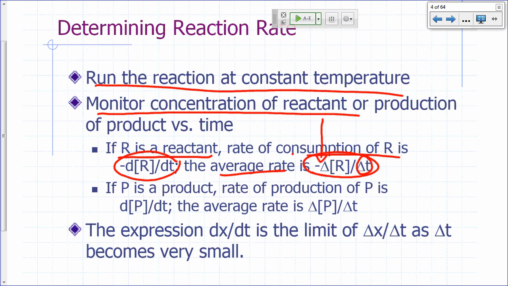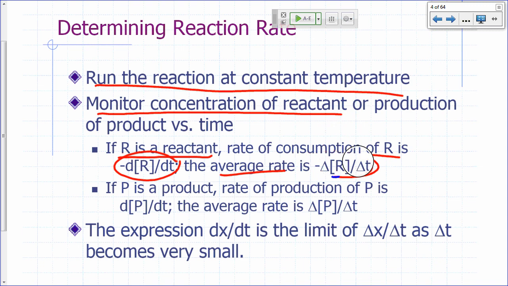Now you put a negative sign in front here. Why? Because delta R, if R is a reactant, what will happen to R as the reaction progresses? It's going to be dropping, right? So delta R is going to be negative. So if we want a rate of consumption, we just want the absolute value. So the negative of a negative number is just a positive number, okay?